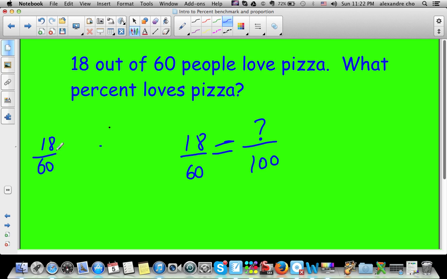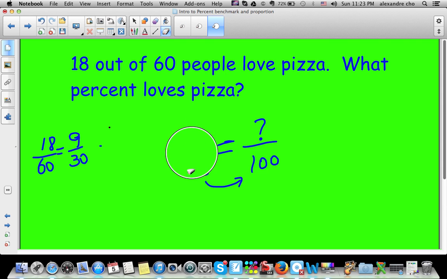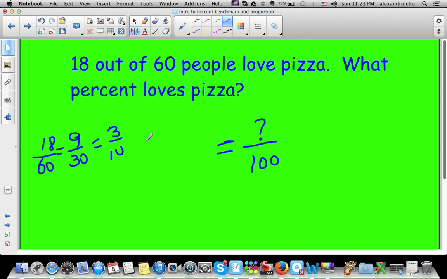18 over 60. You can divide that by 2, and you get 9 over 30. So let me erase this. And I'm going to write 9 over 30. And that's also not going to work. 30, nothing times 30 equals 100. So that's not a good choice. Well, let's simplify that again. 9 over 30 can be simplified, divided top and bottom by 3. 3 over 10.